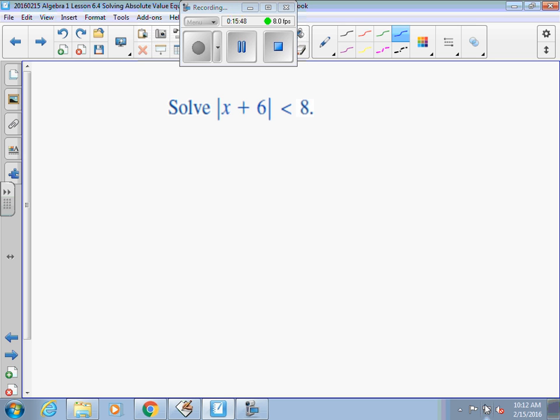Okay, the absolute value is isolated. So make one of them say x plus 6 is less than 8, just like it says. Make the other one say x plus 6, reverse the symbol, make it say greater than, and change the sign from positive to negative 8. So that's how you set up both of them. And it's going to be an "and" inequality since it's less than.